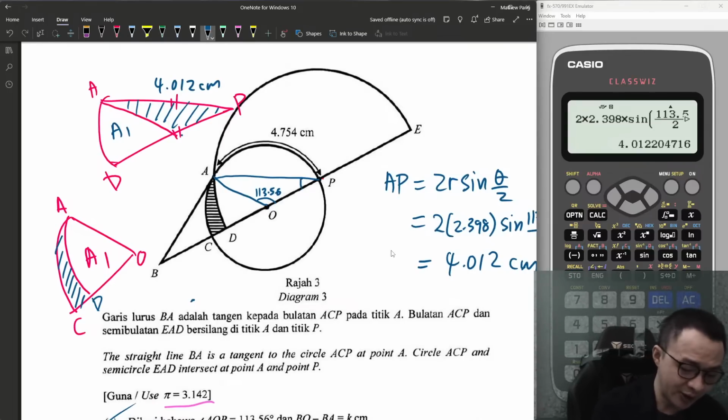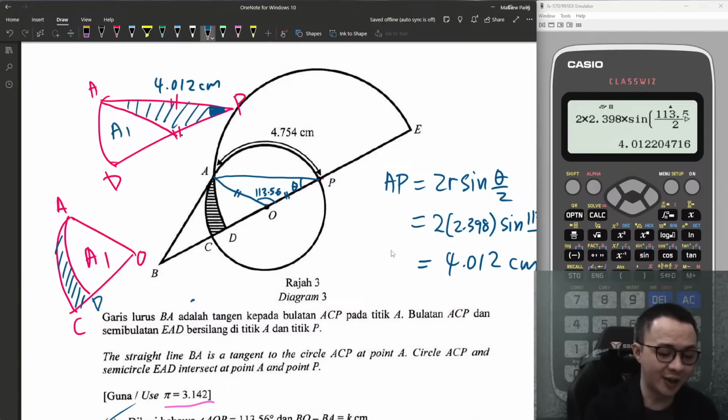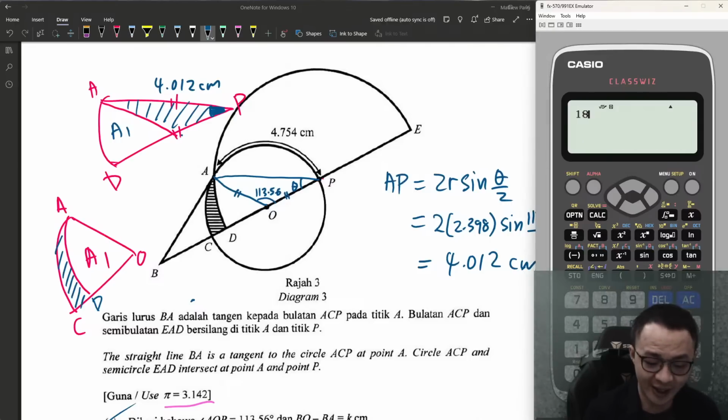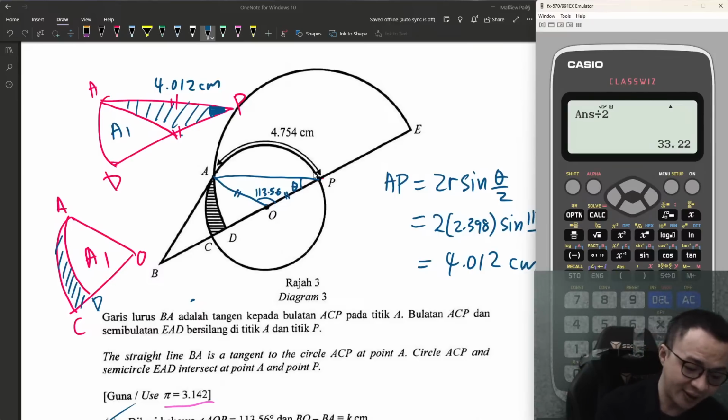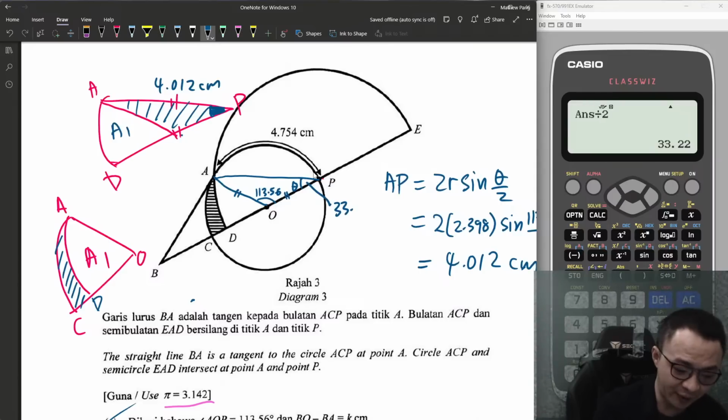And then I want to know what is this angle, because I want to know the theta also, right? So I want to find this theta. Since this is an isosceles triangle, the theta is quite easy to guess, right? So basically 180 minus 113.56, divided by 2, right? So basically this angle here is 33.22.